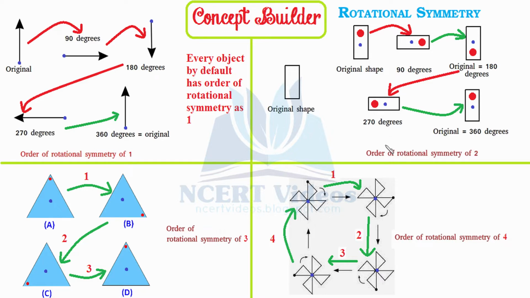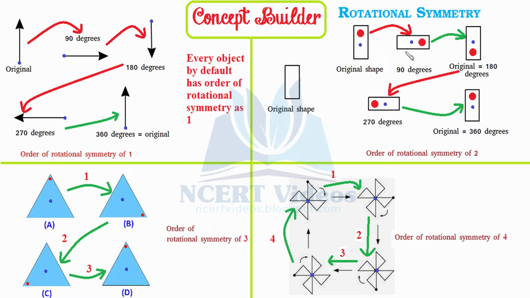Now let's see order of rotational symmetry of 2. Suppose this is a rectangle, this is the original shape, and we are putting this red dot just to show you that it is rotating, and this blue dot means we are rotating from this fixed position. So if you put force from this side, it will be like this. This is very similar to having a rectangular paper, putting a pin here and rotating it, then the paper will rotate and the new position will be like this.